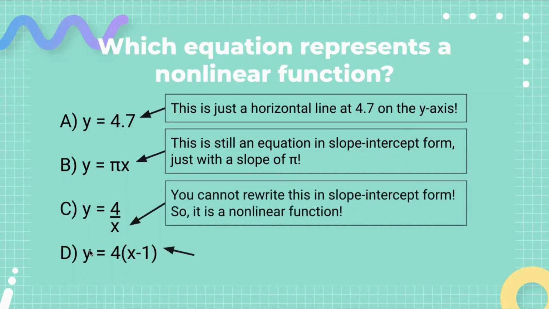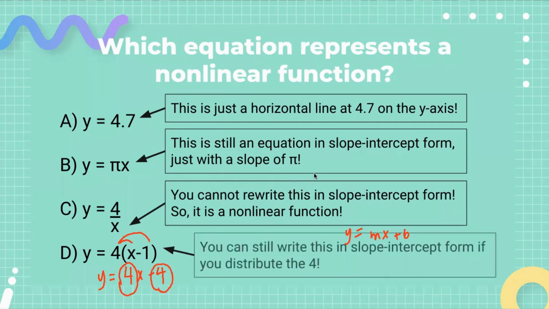For letter D, we have y equals 4 times x minus 1. Now, I want to see how it would look once we get rid of our parentheses. So all you have to do is distribute 4 to x minus 1. And that would be y equals 4x minus 4. Remember, you're trying to look for equations in y equals mx plus b form. And this actually matches your slope-intercept form, where 4 is your slope being multiplied by x, and then -4 would be your y-intercept. And so this would be a linear function.